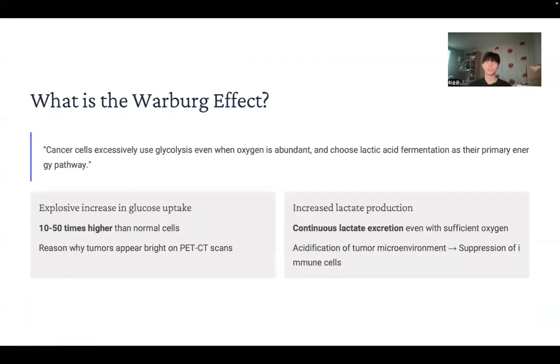But cancer cells make a very unusual choice. Even in the presence of sufficient oxygen, they excessively activate glycolysis and continuously produce lactate. This phenomenon is called the Warburg effect. Cancer cells take in 10 to 50 times more glucose than normal cells, which is why cancer tissues appear bright on PET-CT scans. The Warburg effect is one of the most defining features of cancer metabolism.